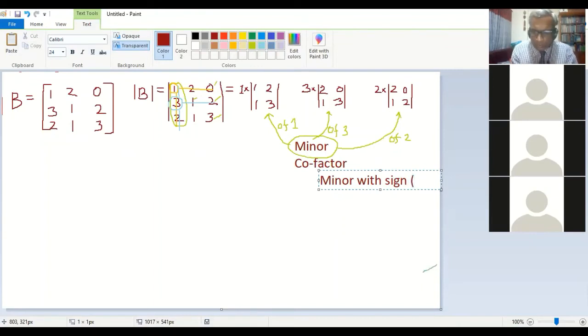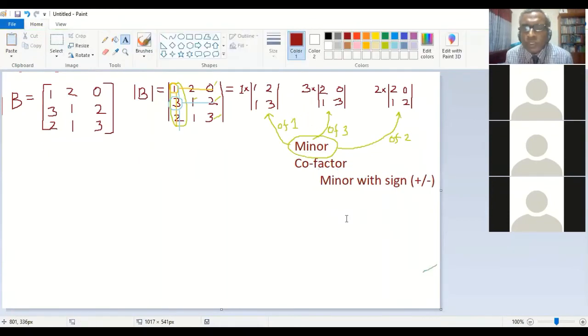So which one will be plus? Which one will be minus? We have to decide. Then the minor will be called cofactor. If we put the appropriate sign, then it will be called cofactor. So this thing can be called cofactor if you put the sign for this. So is it plus or minus? Then this question will come. So the plus minus will be like this, whatever the determinant, it may be very, very big, the size does not matter.